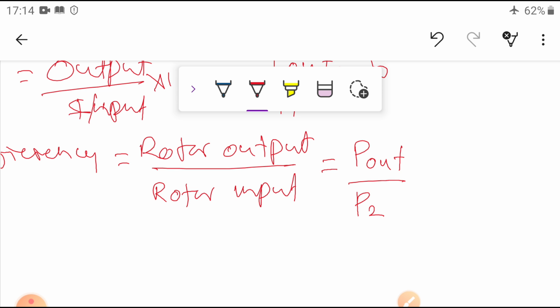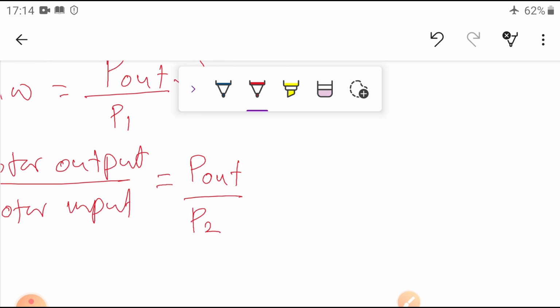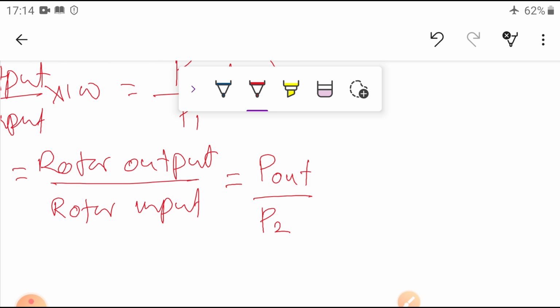Okay, P out by P2, so that we are going to write it. What is the P out, the rotor output? The same thing, I can write it in terms of P2, power in terms of P2 also. P out is equal to the rotor output. I can write it as rotor input minus the losses.